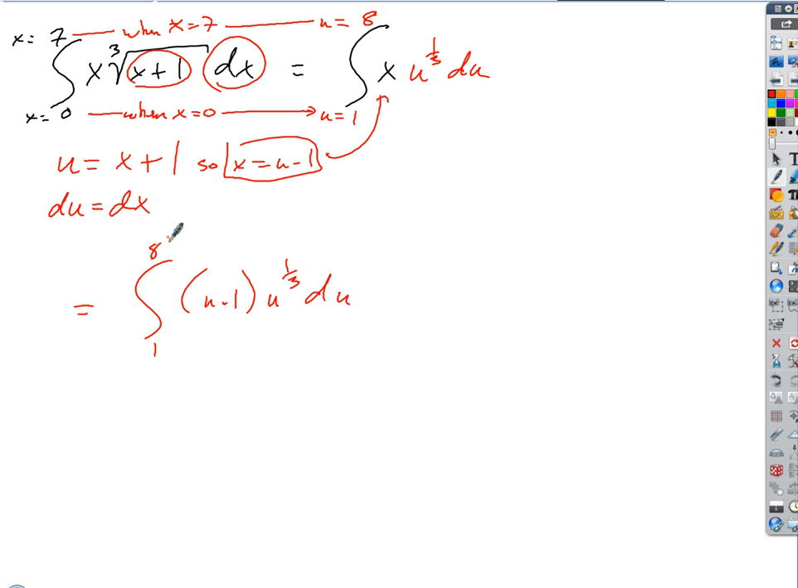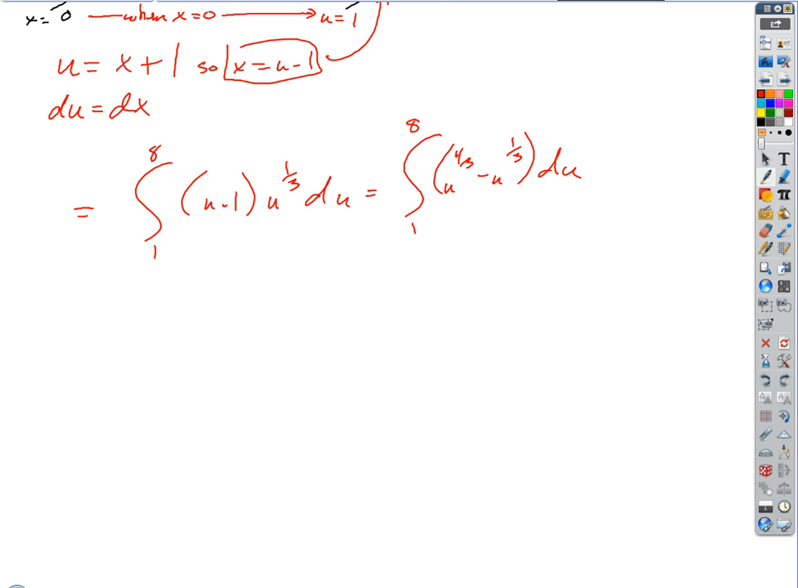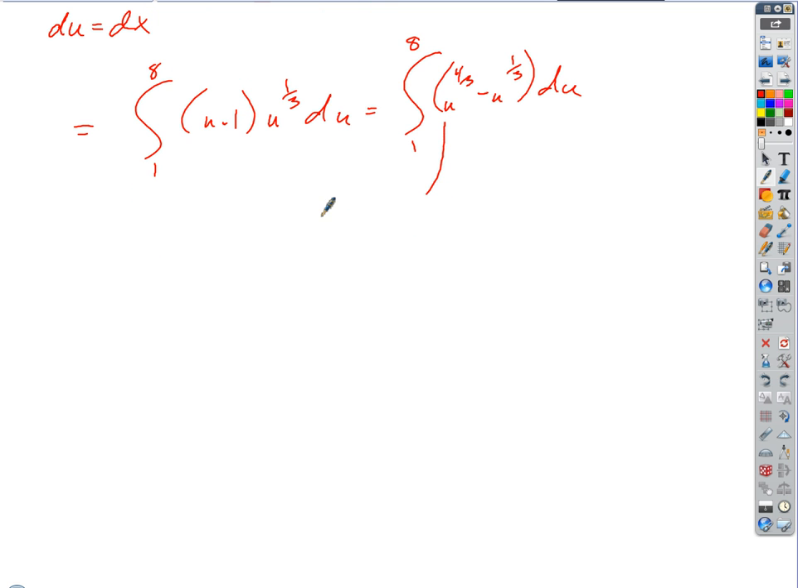So what do we do there? We have to distribute. We get the integral of u to the 4/3 minus u to the 1/3 du. We're just going to integrate term by term, so the first one is going to give us what?